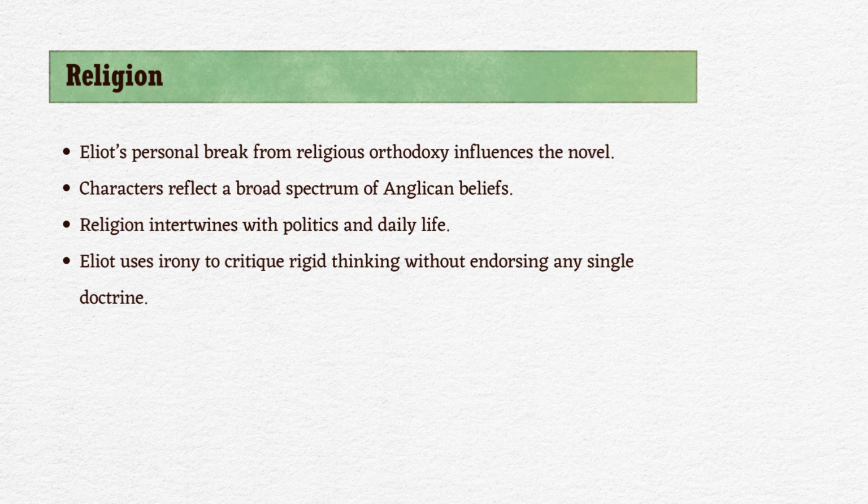Eliot doesn't advocate for any one belief. Instead, she uses irony to question rigid doctrines and highlight the limitations of narrow-minded thinking. In Middlemarch, religious conviction is shown as another complex layer shaping individual and communal life.